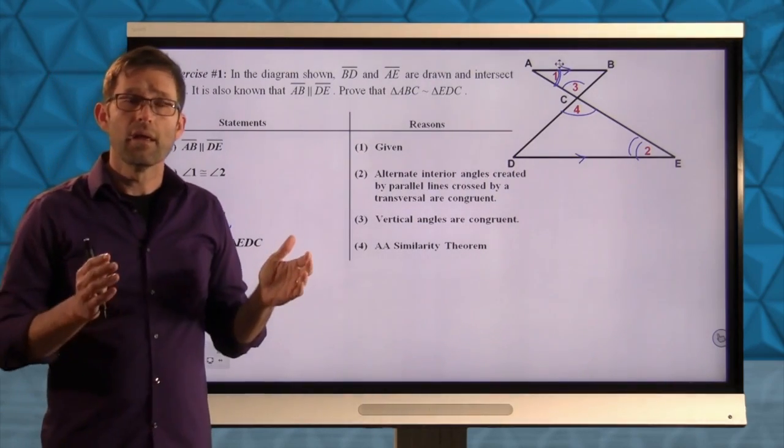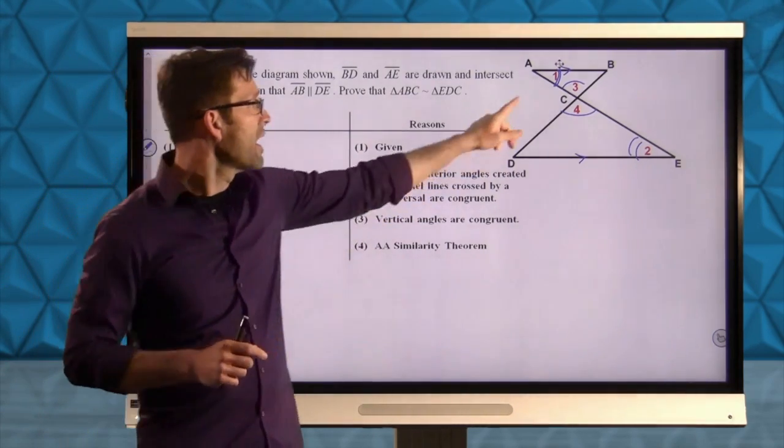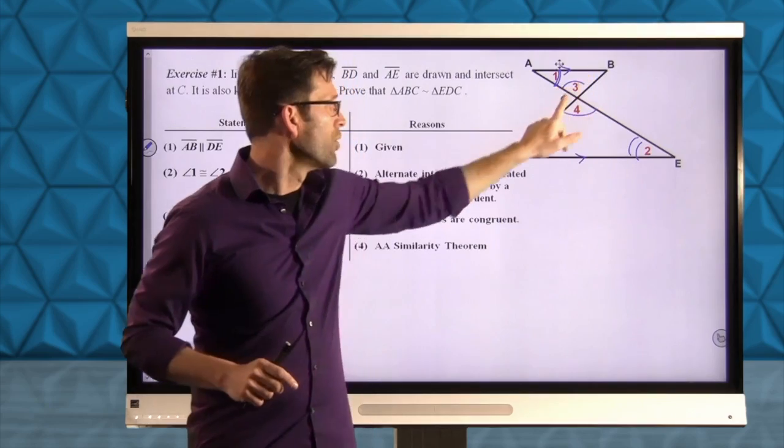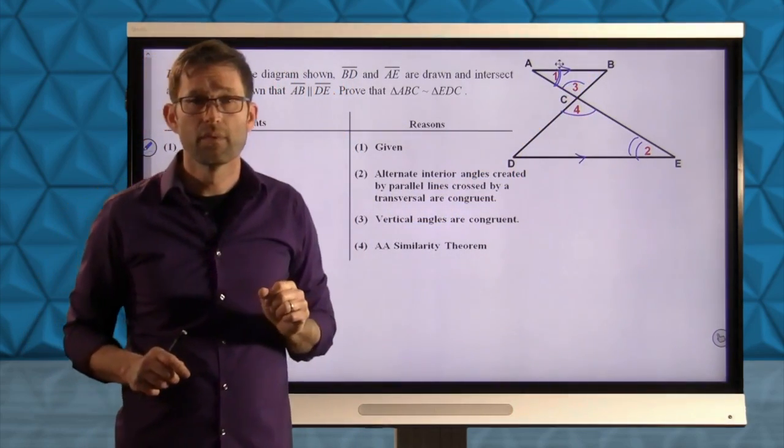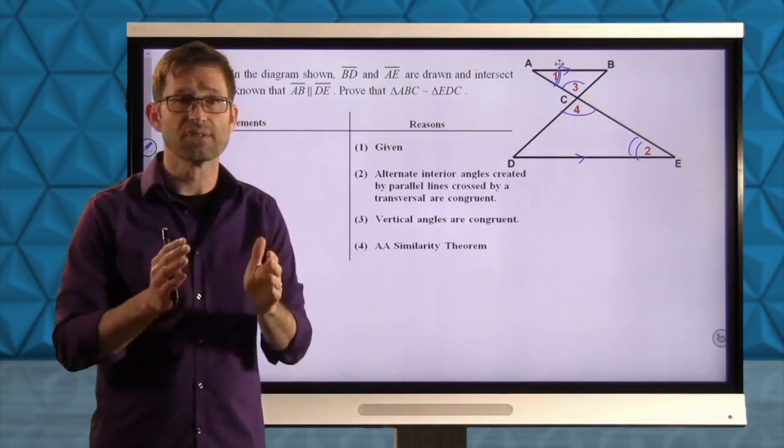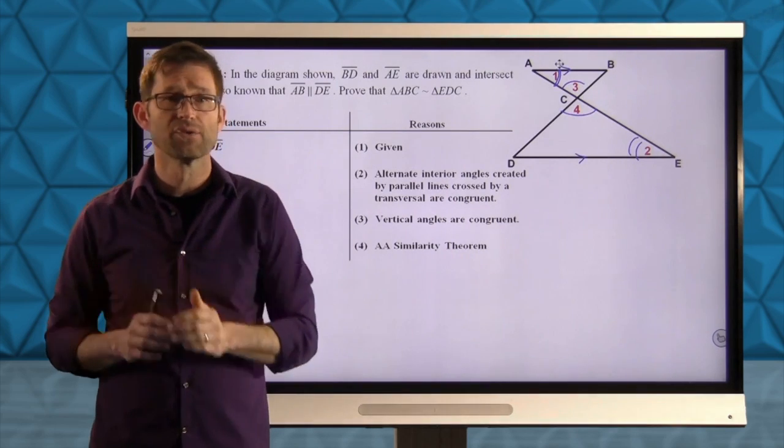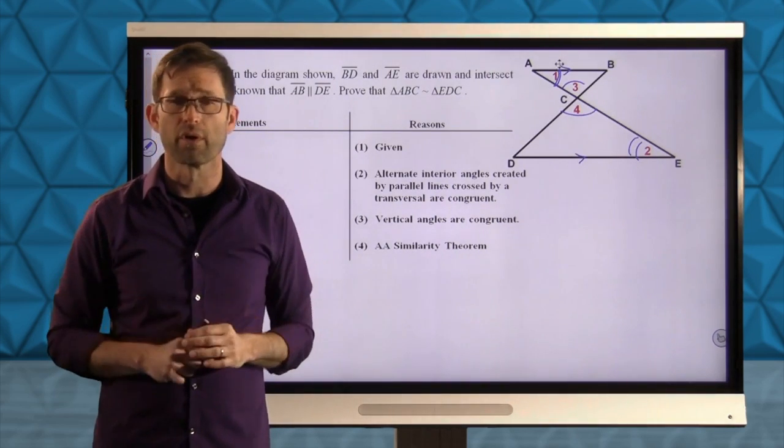Now again, if your urge is to get angle 1 congruent to angle 2 and angle B congruent to angle D, one thing that's nice about that is you can use the same reasoning. They're alternate interior angles created by parallel lines, so therefore they're congruent.